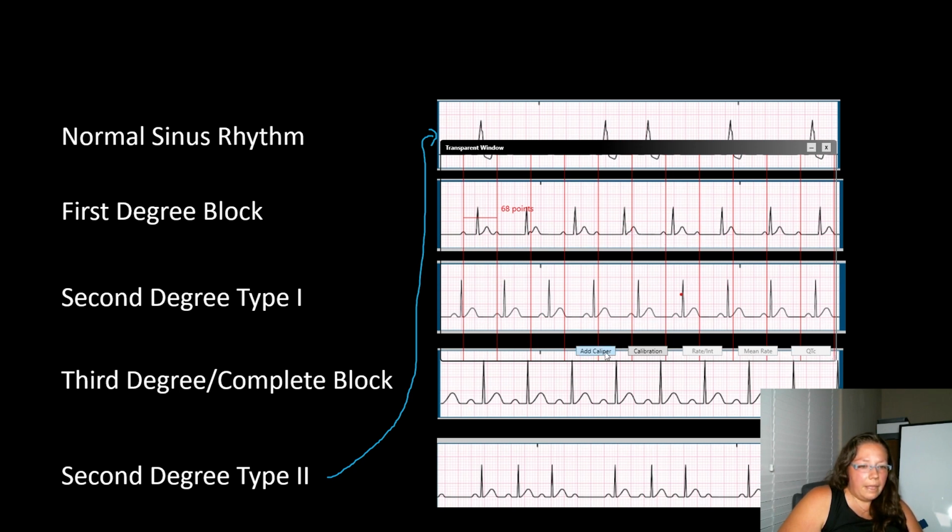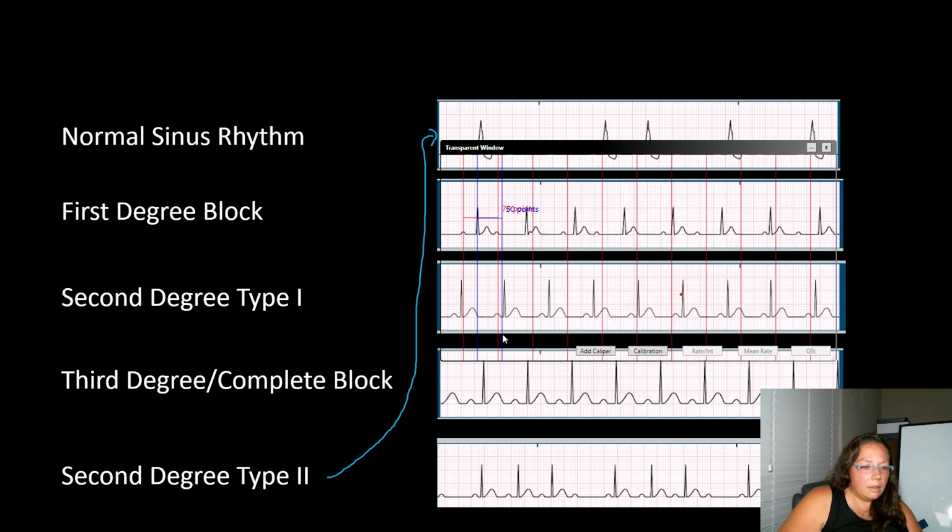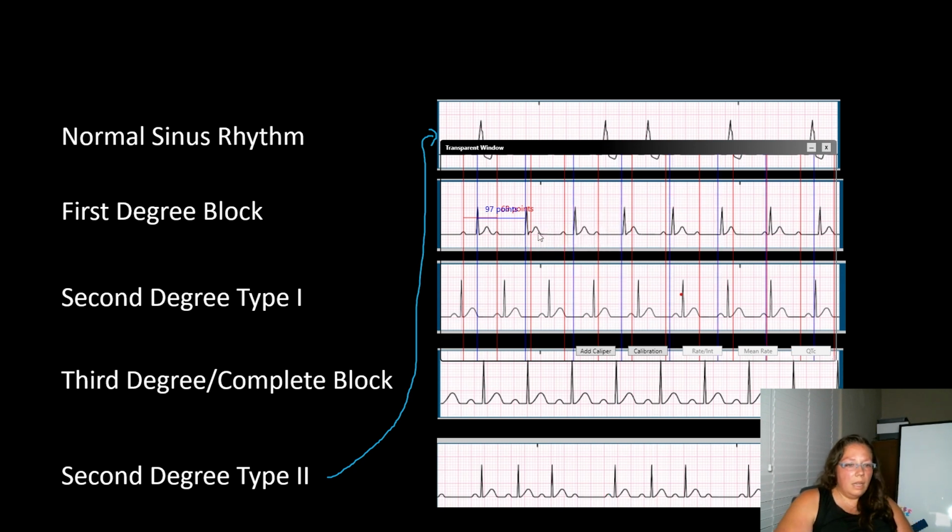All right, let's add a blue caliper for our QRSs. Oops. I didn't mean to do that. There. Okay. March those out. Every blue line is at a QRS. See that? So they are doing their thing.